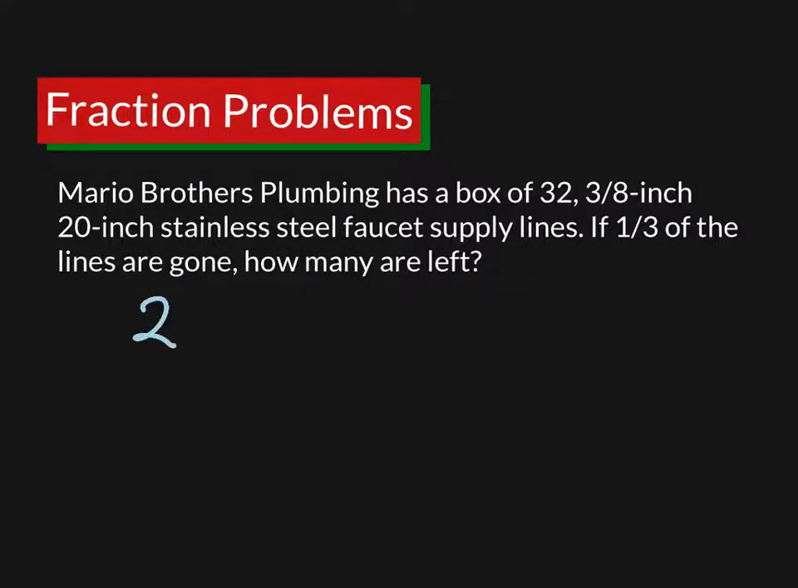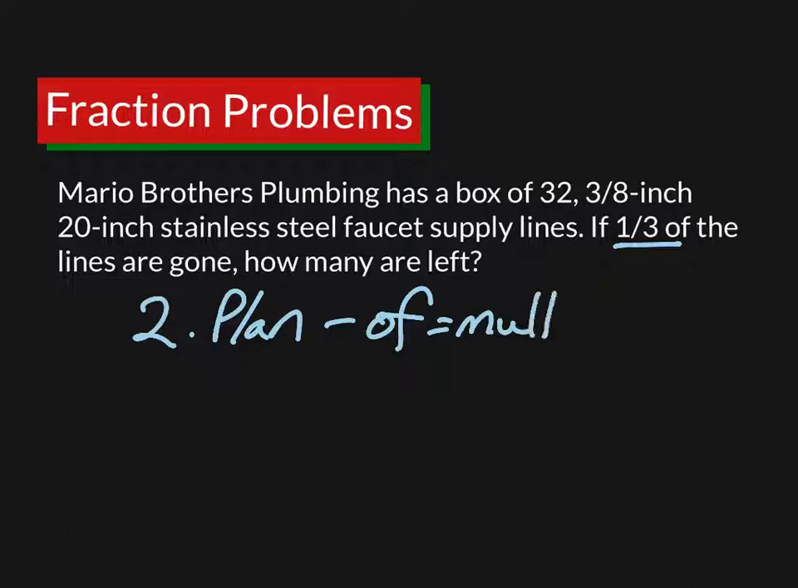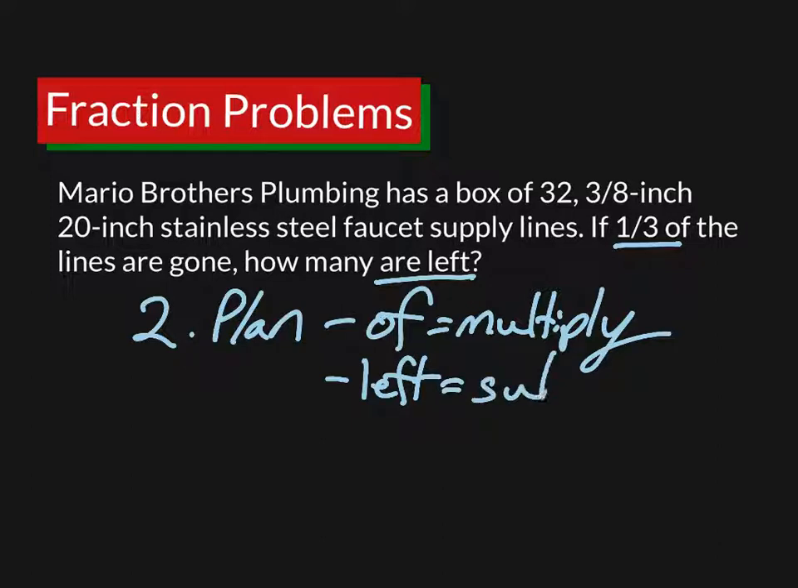So step 2 is we're going to plan. And some keywords could help us with that. We know that we need to find out what is 1/3 of 42, because 1/3 are gone. So we have "of" as a keyword, and that generally means to multiply. And then we also have how many are left, and that generally means to subtract. So we probably have to do two operations.